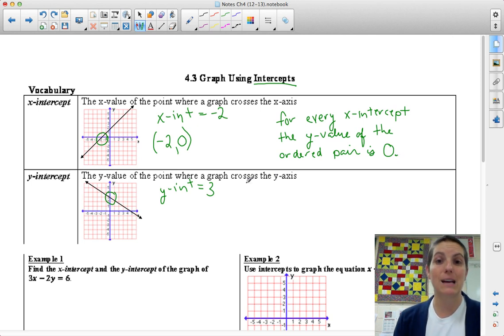Now we can make a similar statement for y-intercepts. Remember, that's the point where the graph crosses the y-axis. So all of the points on the y-axis have an x value of 0. So I'm going to write down for every y-intercept, the x value of the ordered pair is 0.